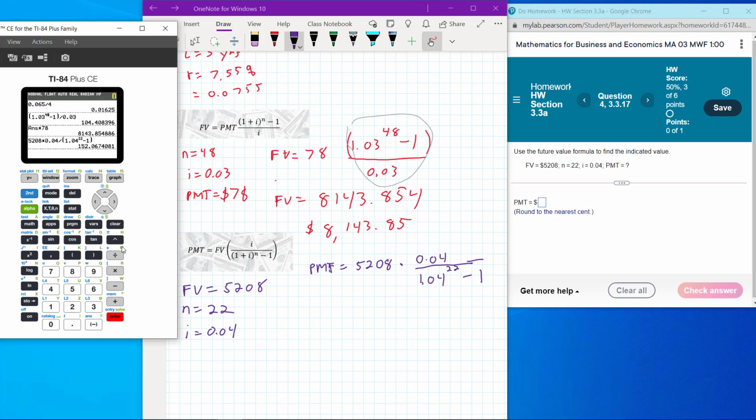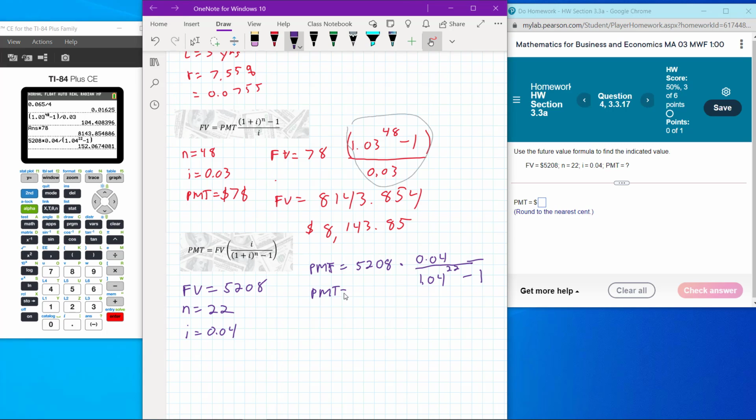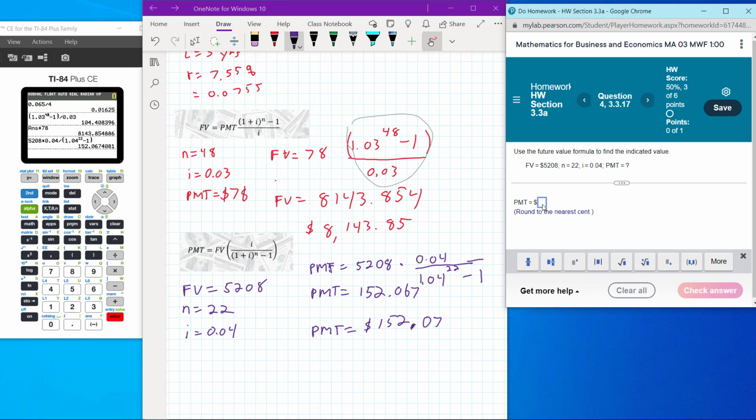That right there is our payment. And what do we have? We have that payment is equal to 152.067. And notice here we have a 7, so this is going to round to $152.07. That's supposed to be a dot. There we go. Let's see if I actually got that right. 152.07.